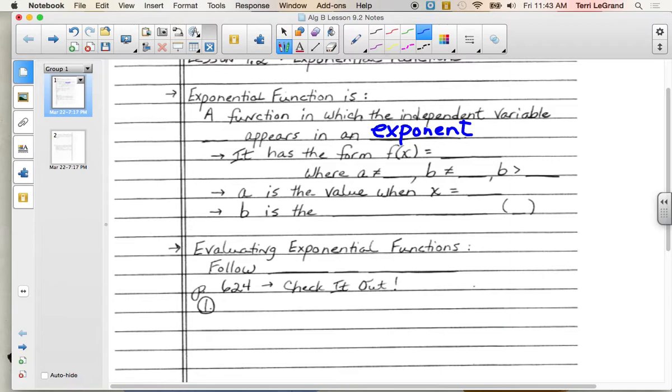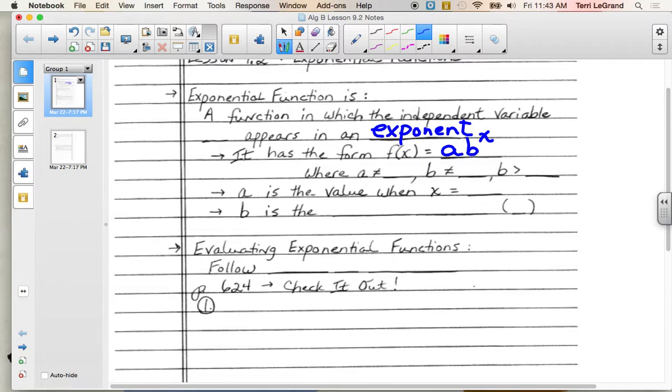Here's its form. So every family of functions has its own parent function. The parent function for the exponential function is actually going to be f of x equals a times b to the x power. F of x, also known as y, is equal to a times b to the x power. And notice our independent variable x is up in an exponent.